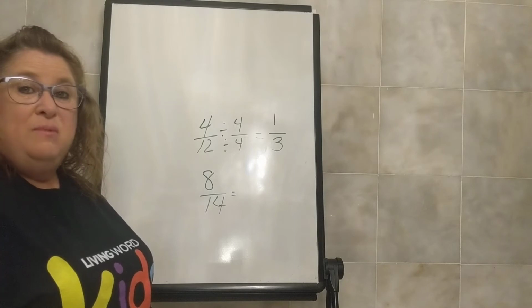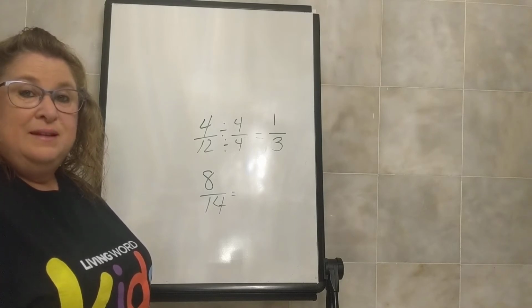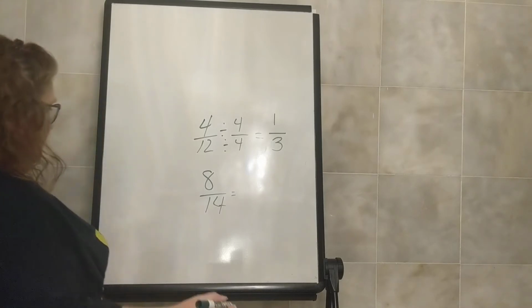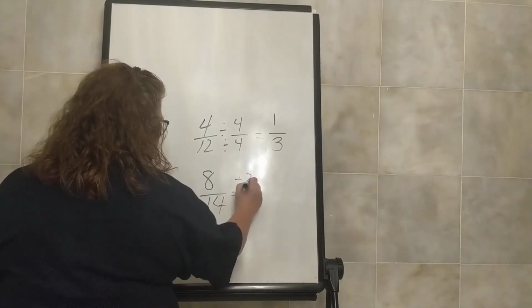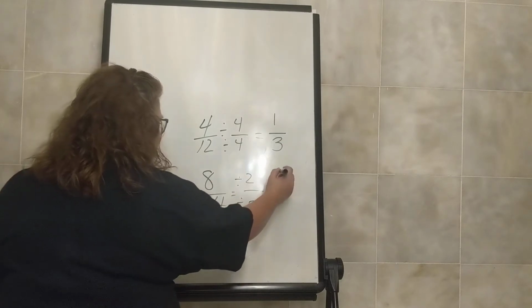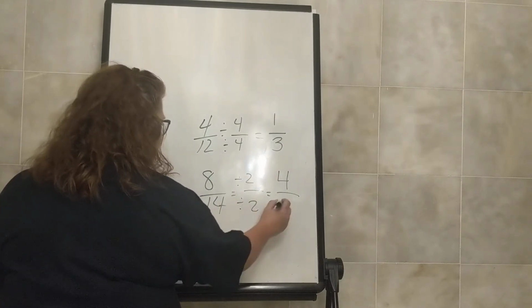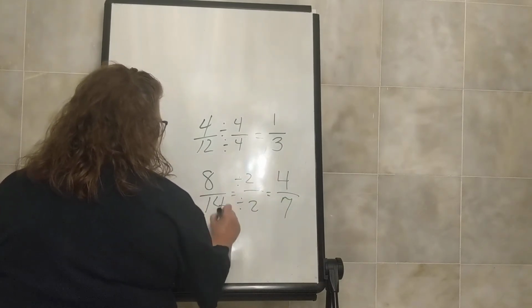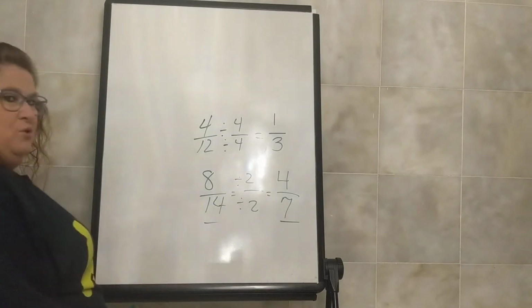So my greatest common factor is going to be what? That's right, it's going to be 2. So we're going to divide 8 divided by 2 and 14 divided by 2. 8 divided by 2 is 4, and 14 divided by 2 is 7. So 8/14 reduces to 4/7.